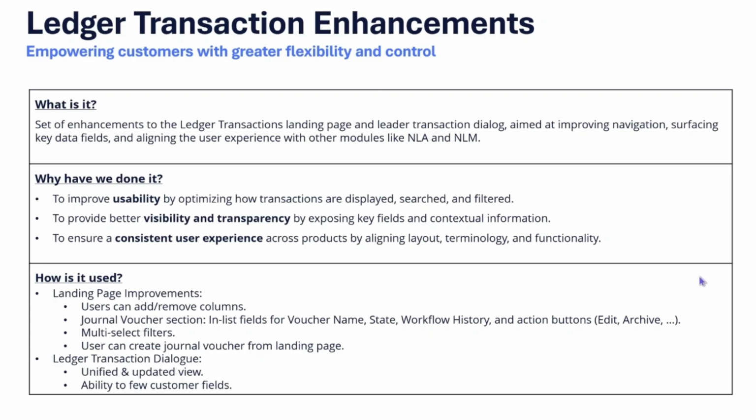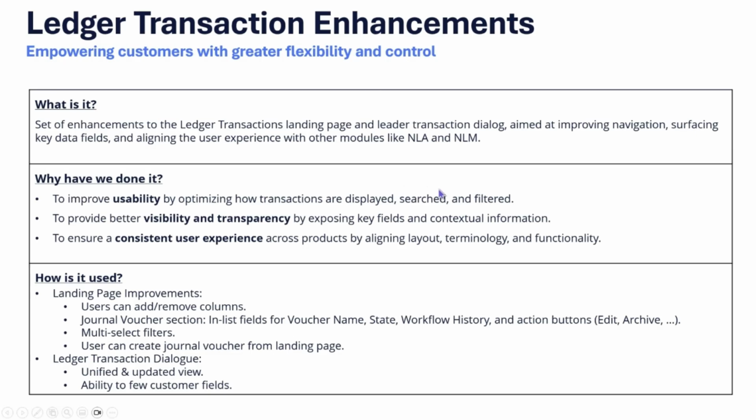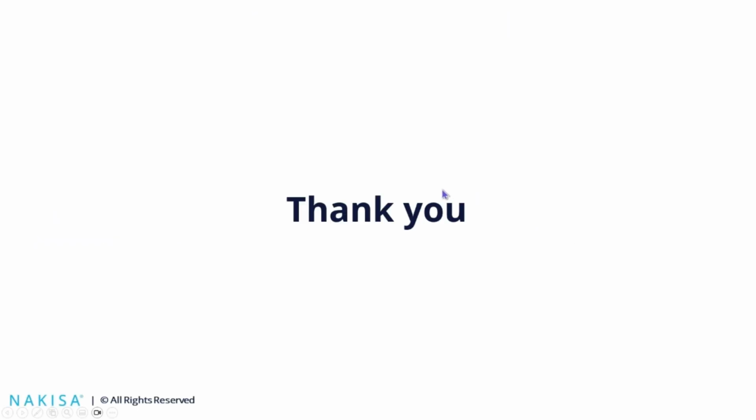Again, this slide is just reminding you of what I showed you shortly ago: you'll be able to see on the landing page of the general ledger module something similar to what you have in the other modules, for Nakisa Lease Accounting and the Nakisa Lease module as well. You can now filter everything on the left column. You have many more options to play around with, and you can also export the file from here. So that concludes the presentation for the 2025 R3 release.